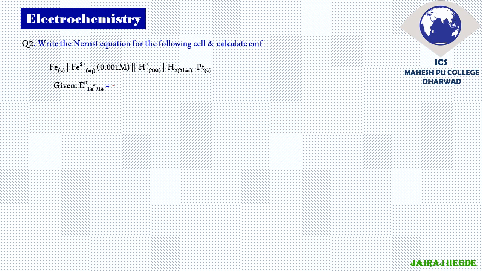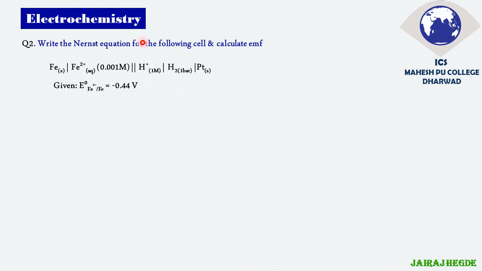Write the Nernst equation for the following cell and calculate the EMF for Fe bar Fe2 plus. Here iron is undergoing oxidation and its concentration is 10 per minus 3 molar. 0.001 is nothing but 10 per minus 3 molar. And H plus bar H2. So they are doing it with standard hydrogen electrode. Fine. So let us try to do it for this.